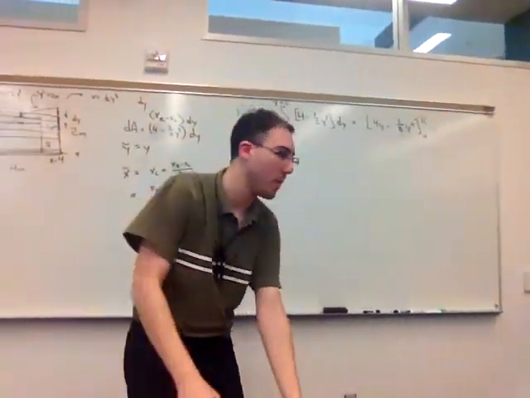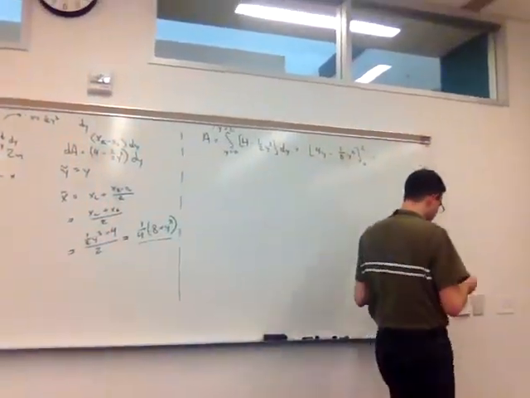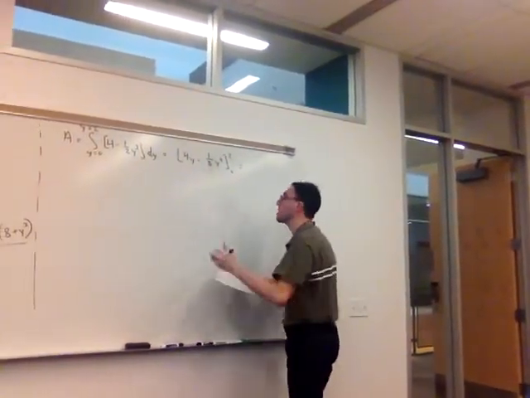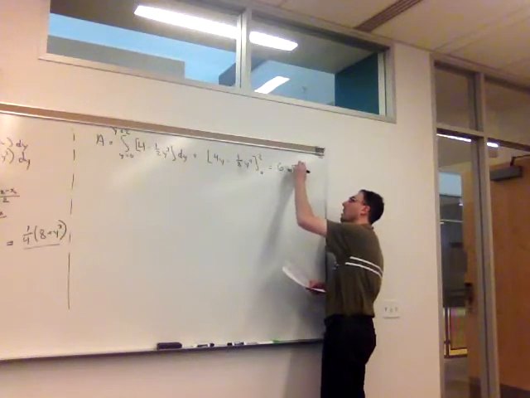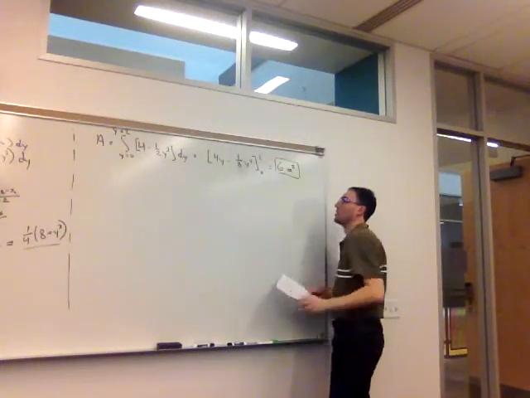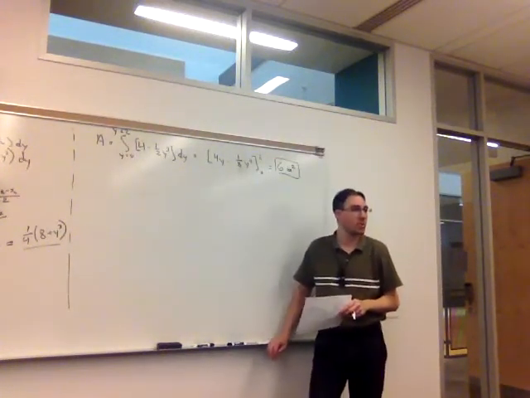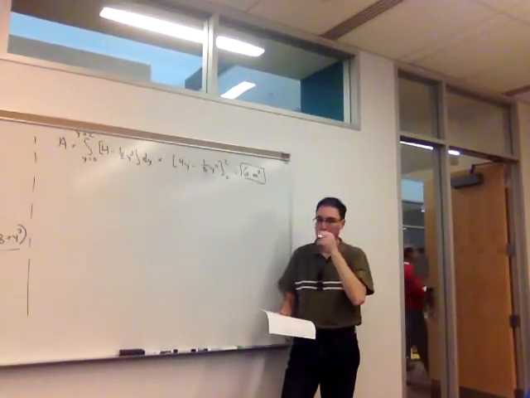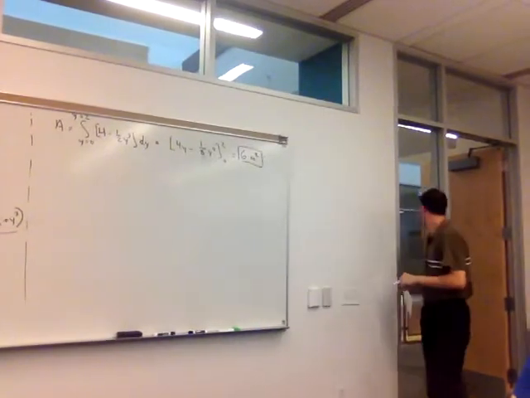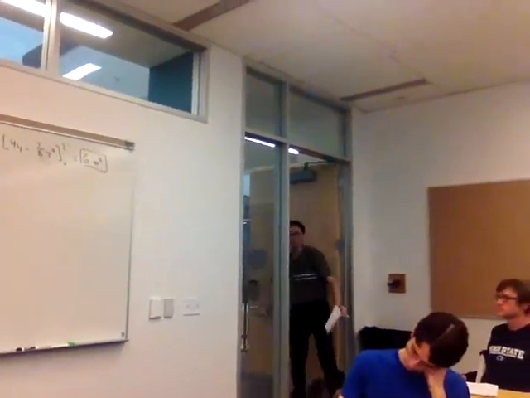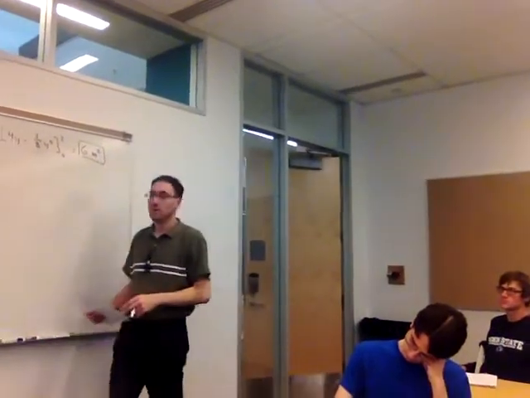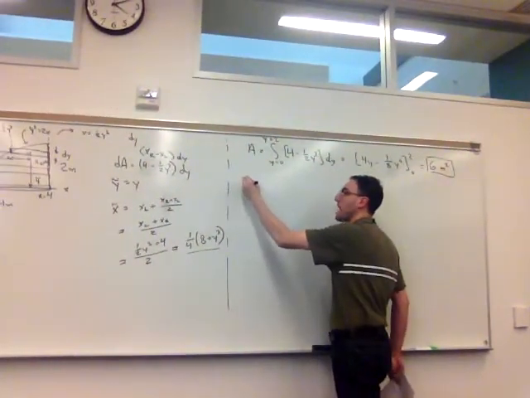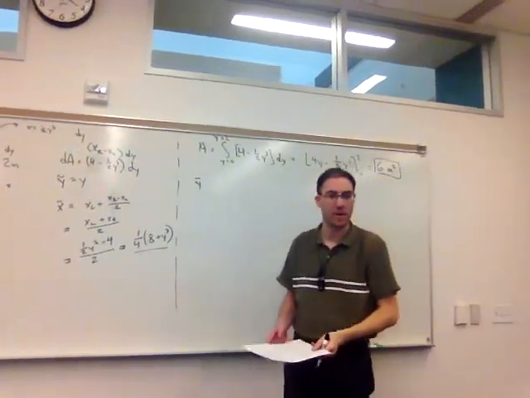Evaluated between y equals 0 and y equals 2. So the total area of the steel plate is 6 square meters. Just like in the last problem, I'll find y bar next since it's going to be easier than finding x bar.